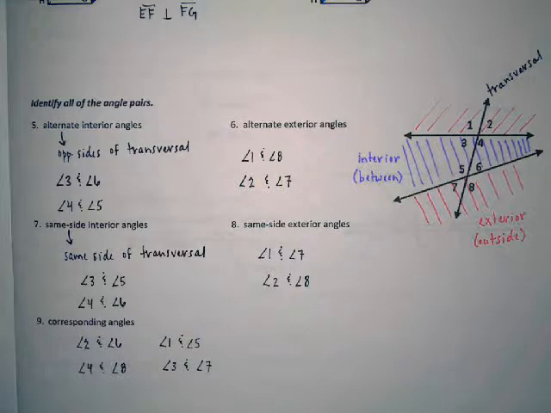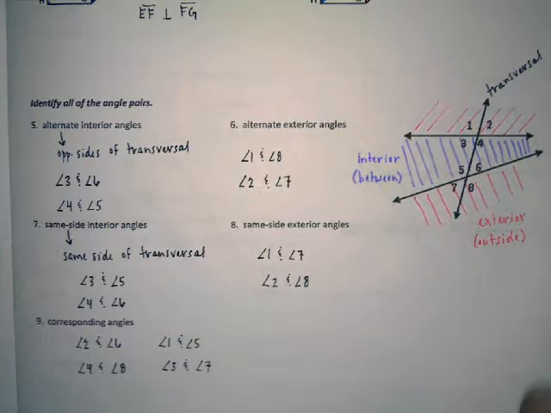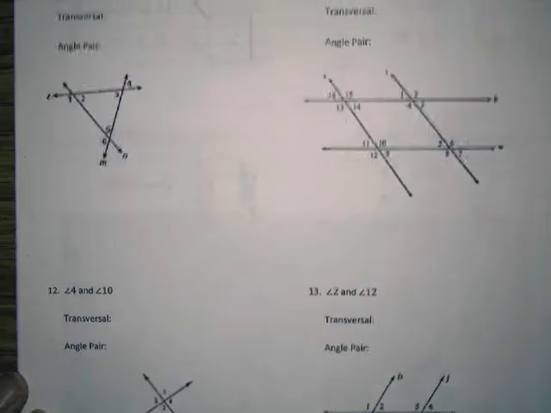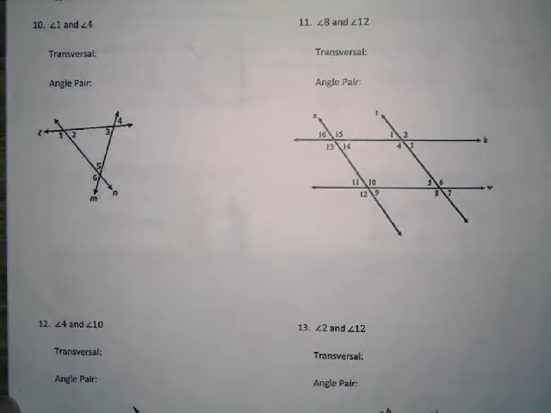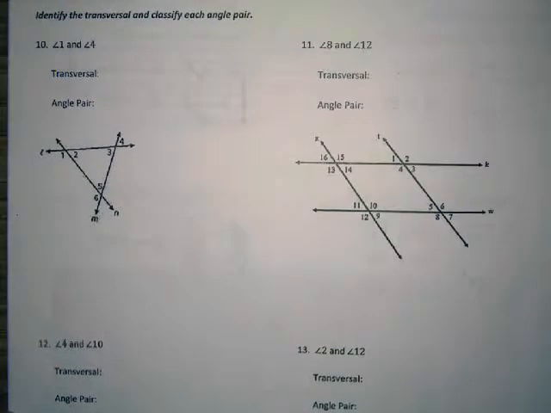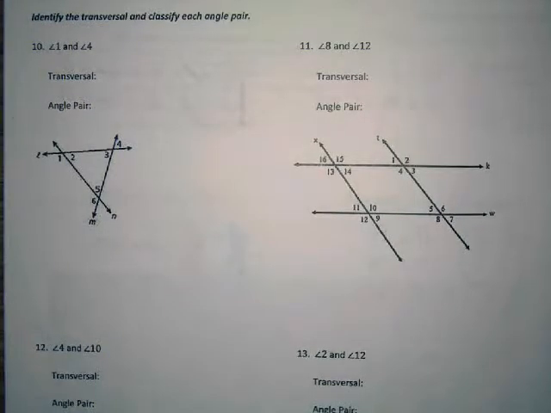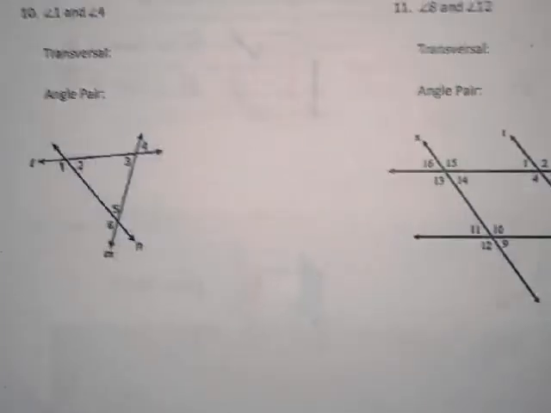And so this is about the most straightforward type of problem that you'll see, where it's just 2 lines and 1 transversal, and you're trying to identify those pairs. So on the next page, we have examples that are slightly more complex. Because now you'll notice, if we take a look at number 10, now I have 3 lines that are intersecting. And so it's not as clear to us which line is the transversal.